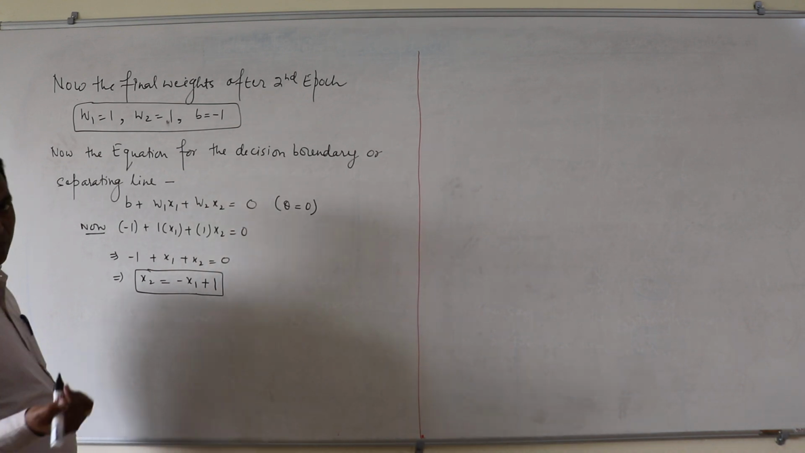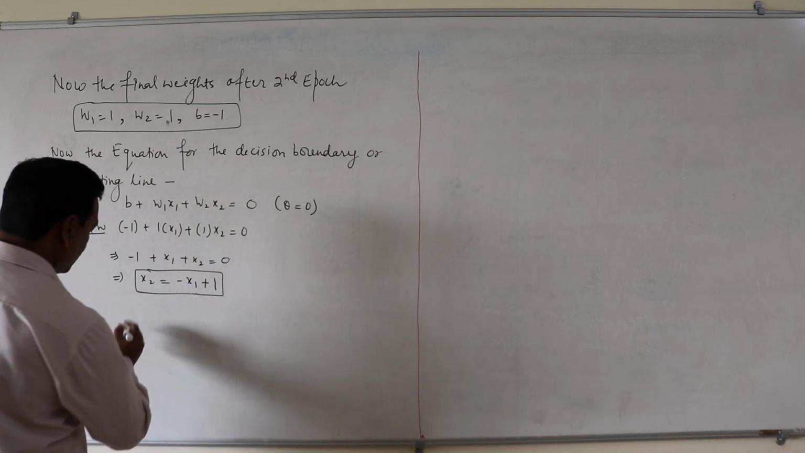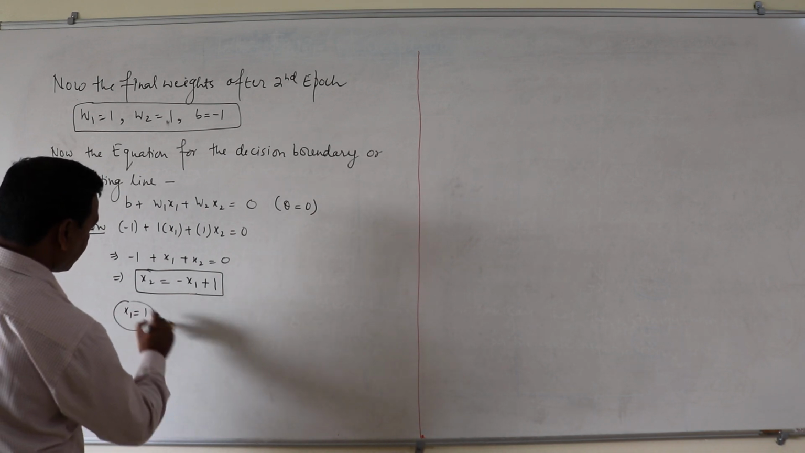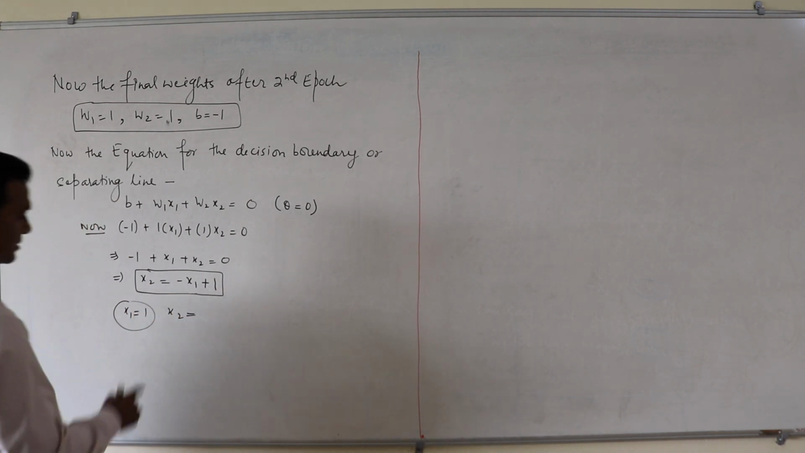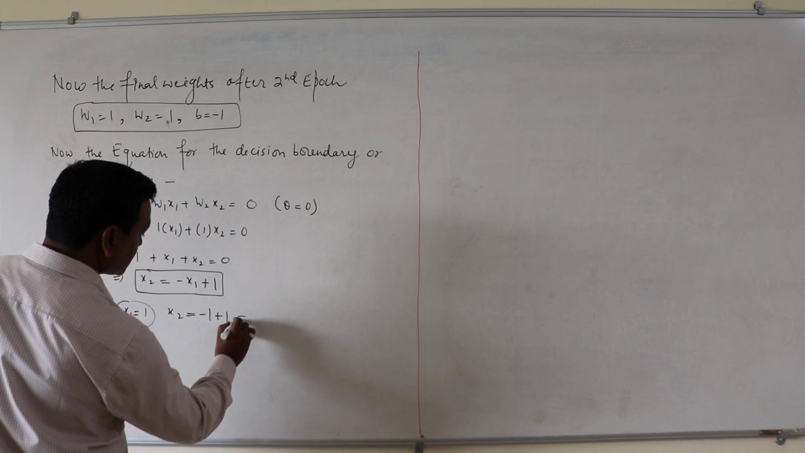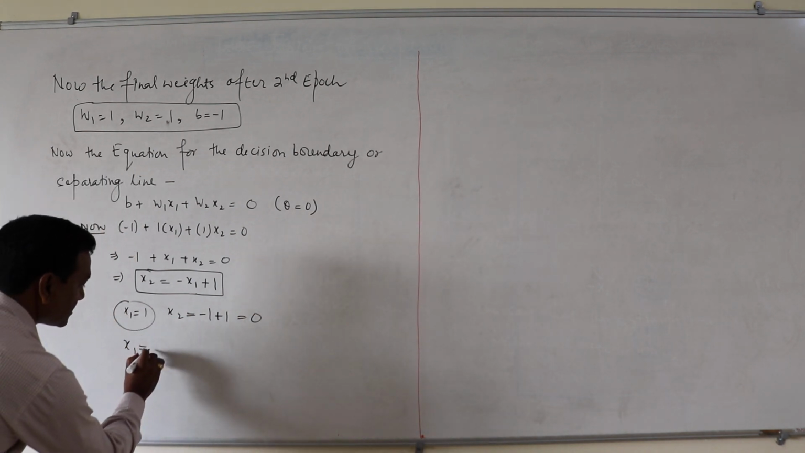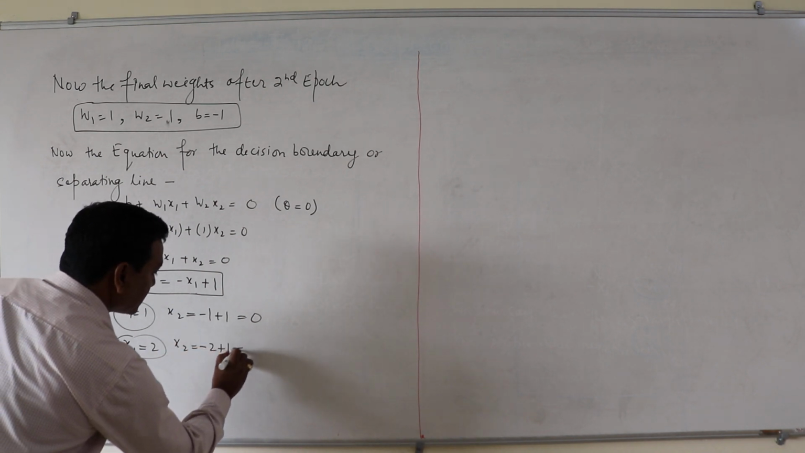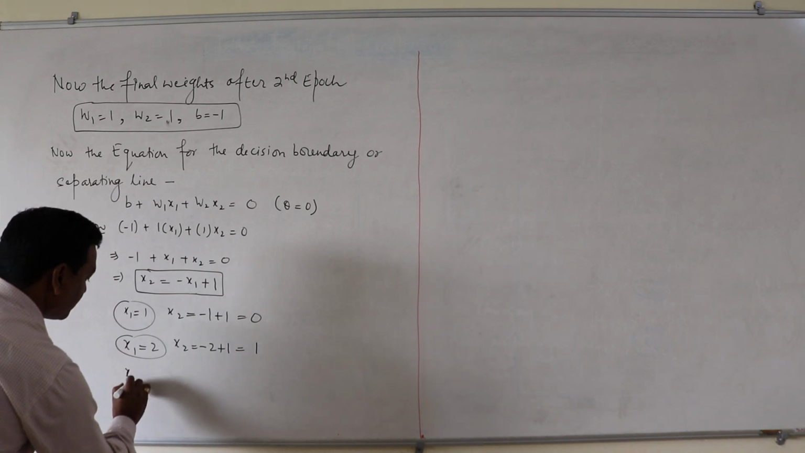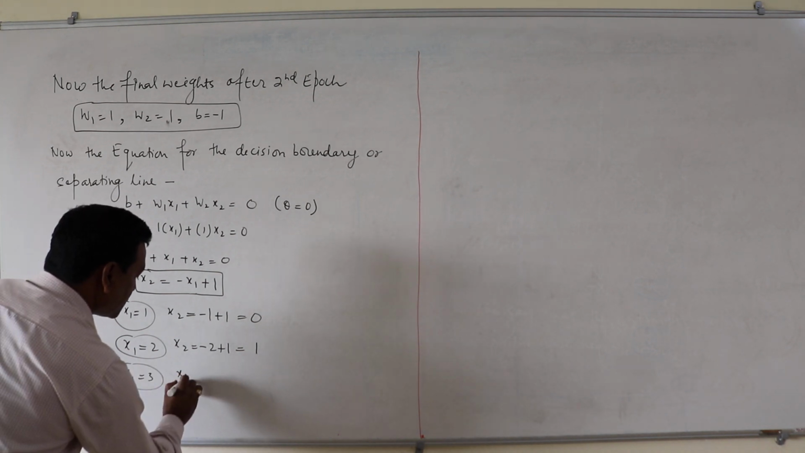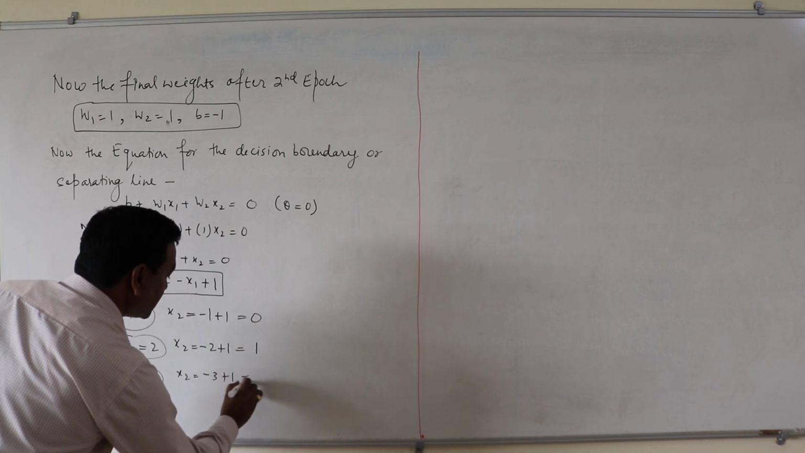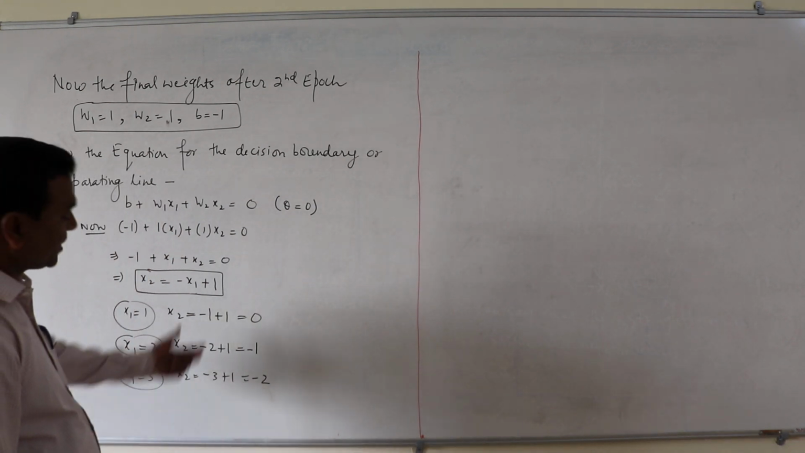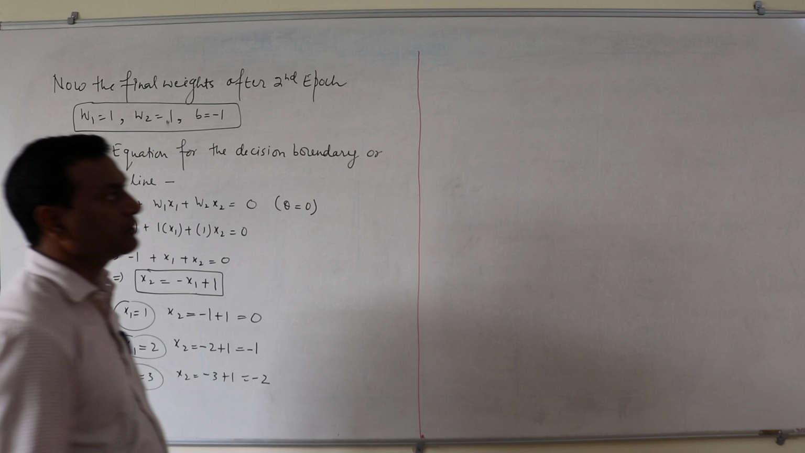Now we can take some coordinates to draw the straight line. If x1 is 1, then x2 is -1 plus 1, this is 0. If x1 is 2, then x2 is -2 plus 1, this is -1. If x1 is 3, then x2 is -3 plus 1, this is -2. So by using these coordinates we can draw the straight line.